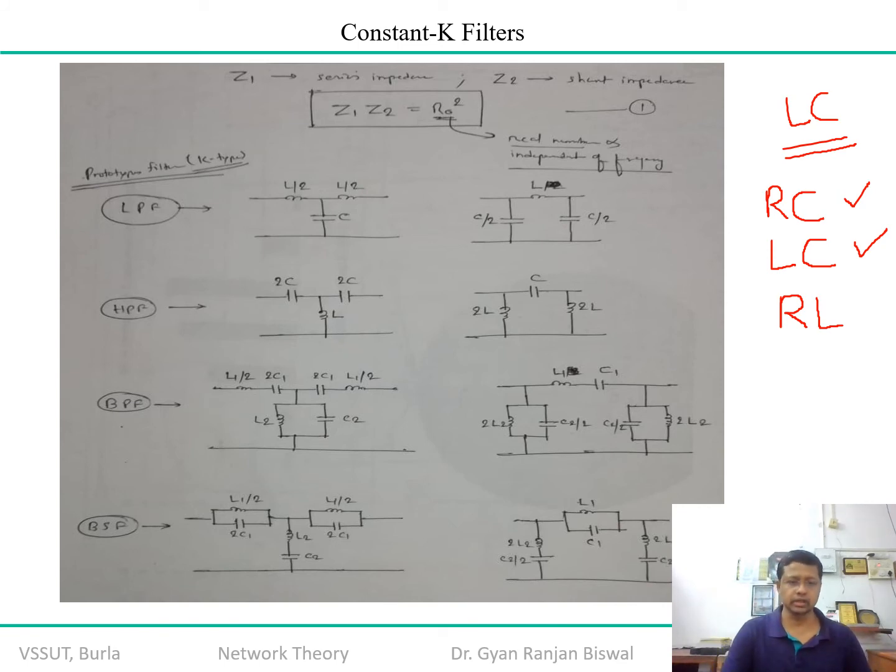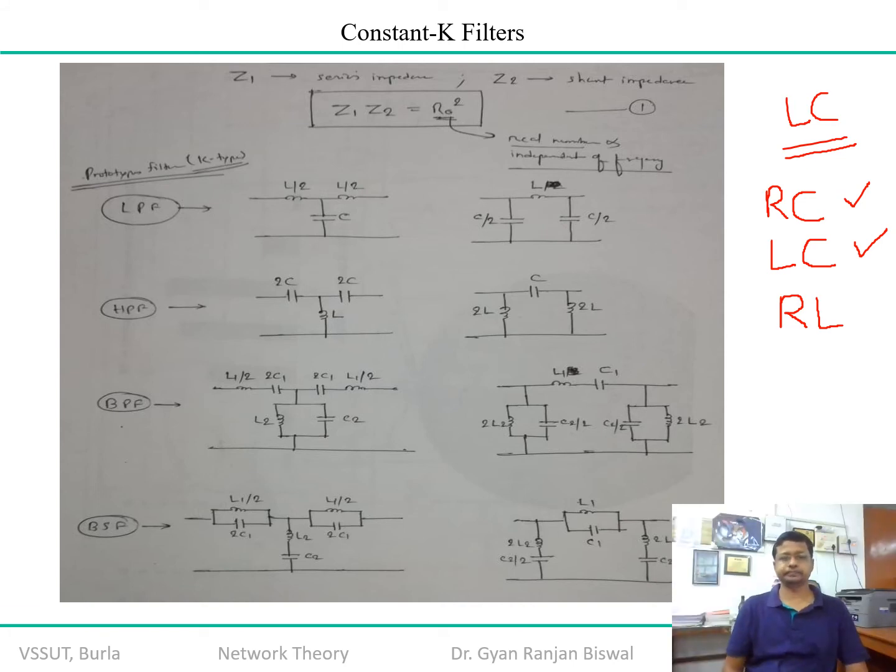Now, whether you consider the star shape or the delta shape, the T shape or the pi shape, you will always get this condition satisfied: Z1 Z2 is equal to R naught square. Similarly, I give you an assignment: try to design your high pass filters, band pass filter and band stop filter on your own, and then we will verify. Go ahead.